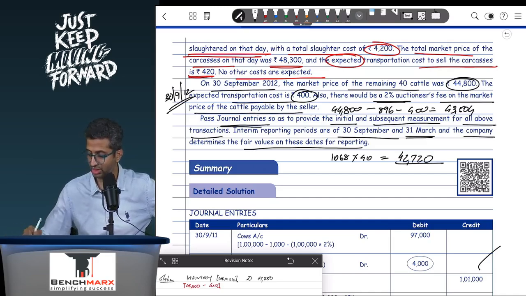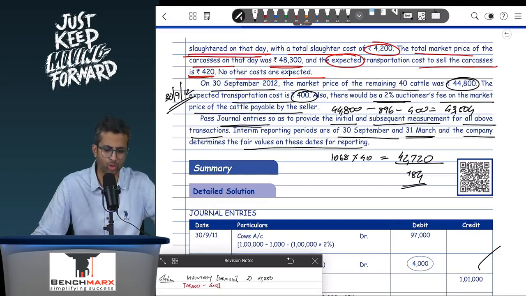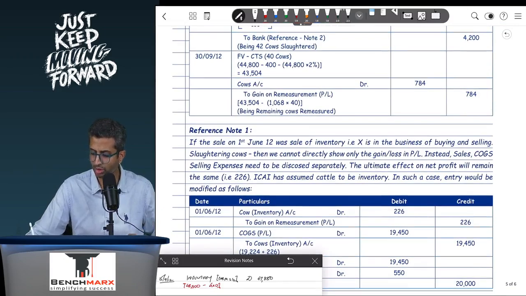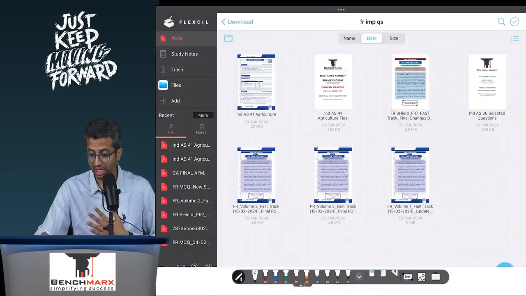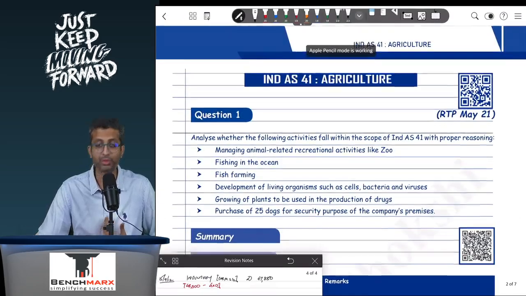and hence if I take the difference between the two, 43,504 and 42,720, the difference is 784 of gain, and hence if I go to see, your entry will be cattle account debit to gain on remeasurement. This is 784, which will go to the profit and loss account, the last entry. So this is something which is fairly tricky as well as interesting. I hope this is clear.